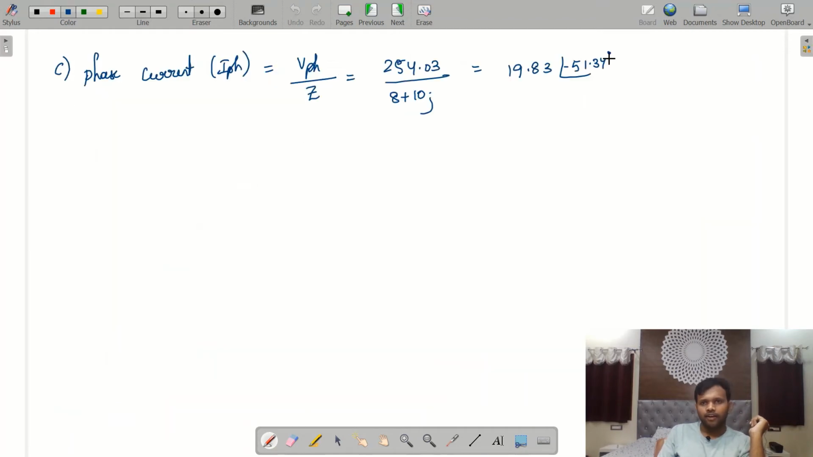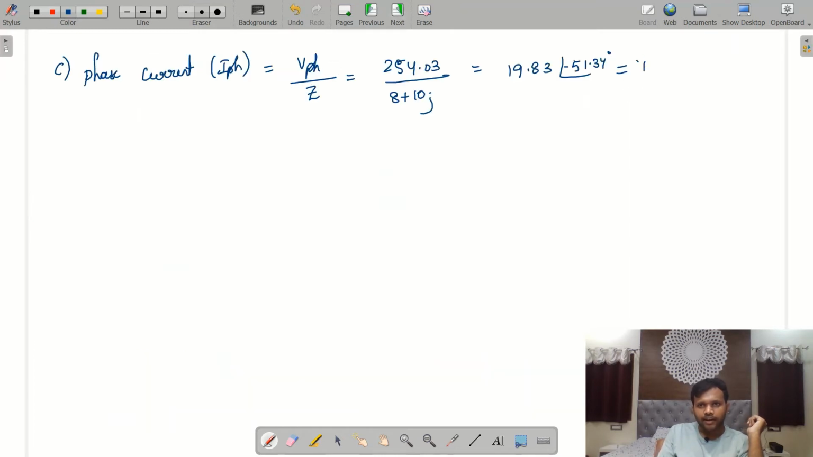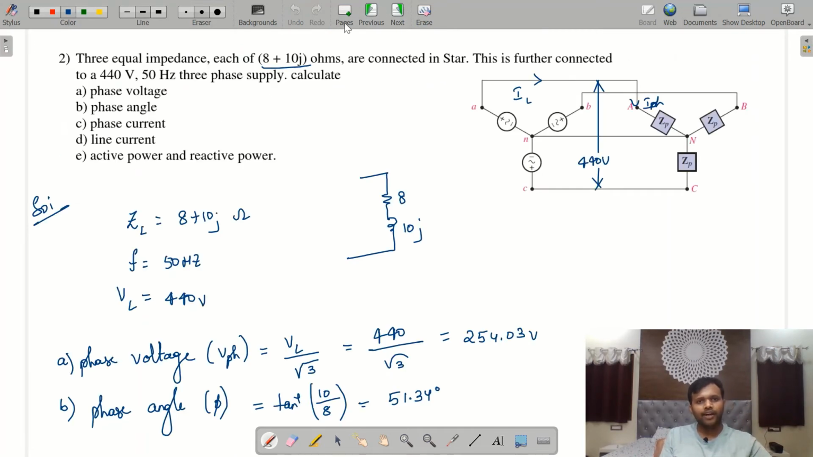In question D, what they were asking, the line current. We know that in a star connected load, see here, these are the currents which are flowing in the line, will be the same currents which are flowing in the phase, right? So we can write it as line current equal to phase current. Okay, so this is for question D, right? Last question E. Okay, what they were asking, the active power and the reactive power.